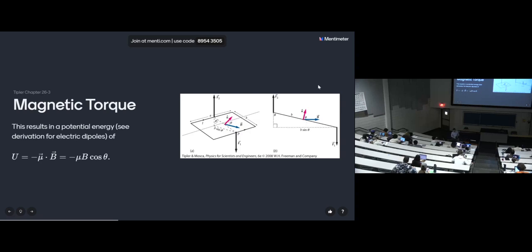This results in a potential energy that is minus mu dot B, or that's equal to minus mu B cosine theta. Mu, from the previous slide, is that magnetic moment that you would call it. That's going to be NIA times the normal vector.